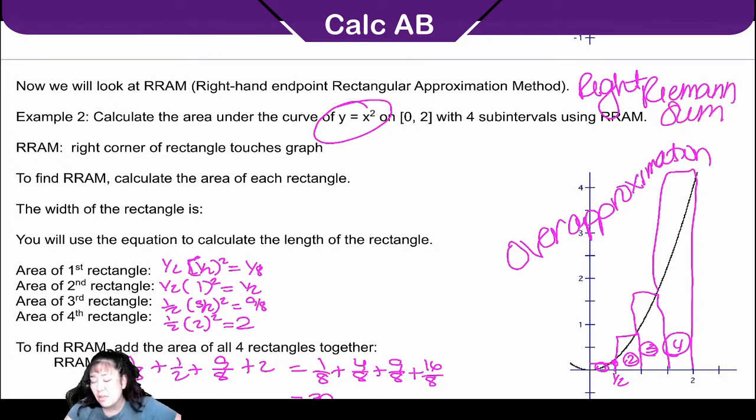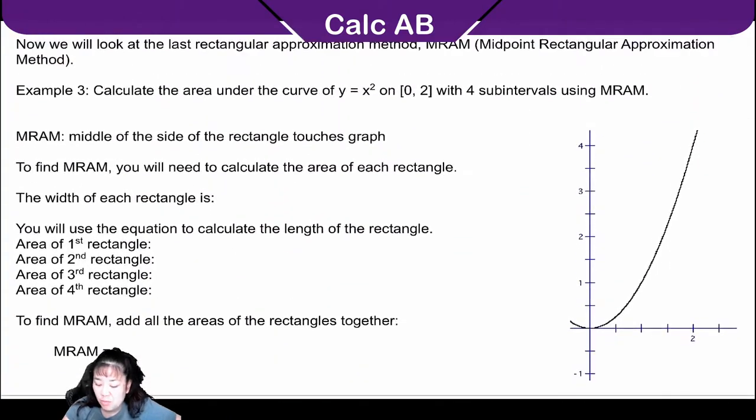Then there's midpoint. Midpoint will be a lot easier when I give you guys a table of values, and it's really kind of annoying when I don't. So what I actually mean is that the midpoint of my rectangle touches the graph, or MRAM. And in this case, I'm splitting up the heights of my rectangles. But when you guys are given a table of values, it's going to be really clear.